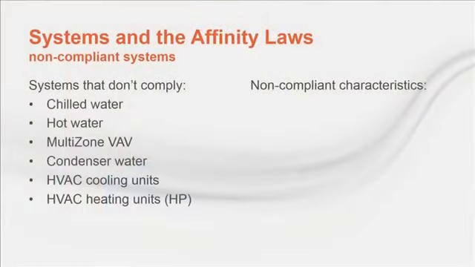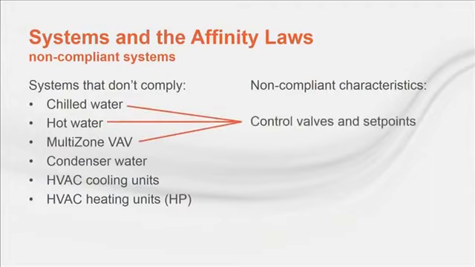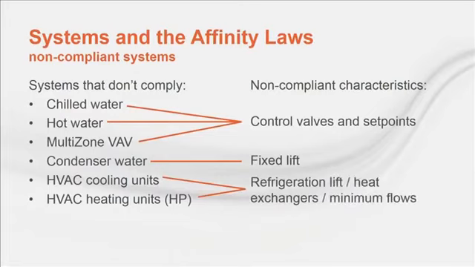If cooling towers are a great example of the affinity laws, what are some examples of systems that are not compliant with those laws? Pretty much any HVAC system or component that isn't one of the other two. Any system that has a control valve, pressure control set point, or fixed static lift, or heat exchanger approach, minimum flow, or refrigeration lift in the system. These don't follow the same flow and pressure principles as the affinity laws assume.